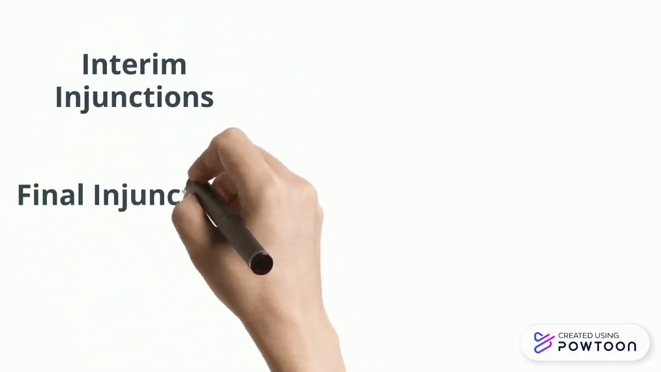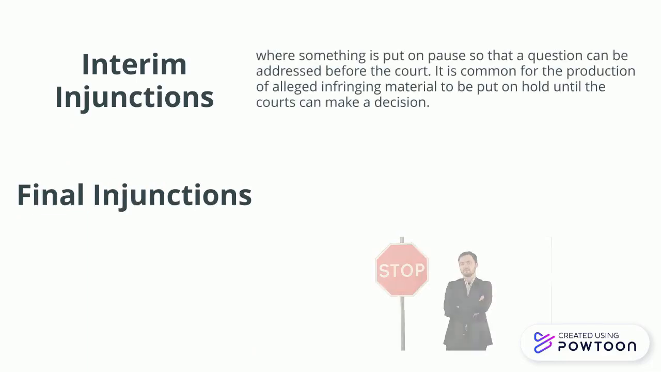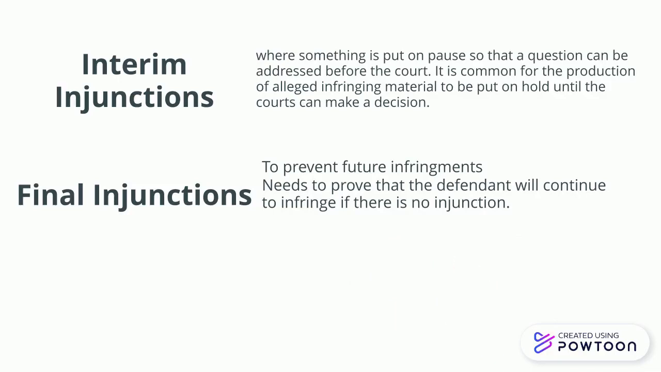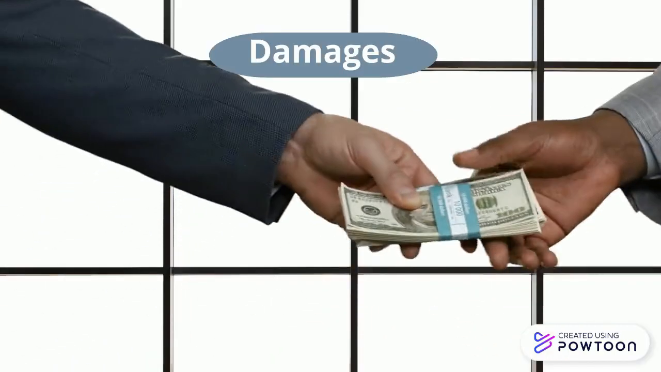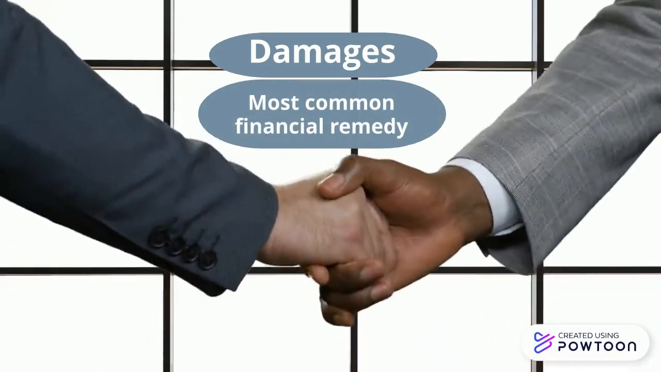It is an equitable remedy which seeks to prevent persons from doing a particular thing or demands a person to do a particular thing. Interim injunction is where something is put on pause so that the question can be addressed before the court. A final injunction is made to ensure a particular course of action is taken, with its ultimate goal to stop future infringements.